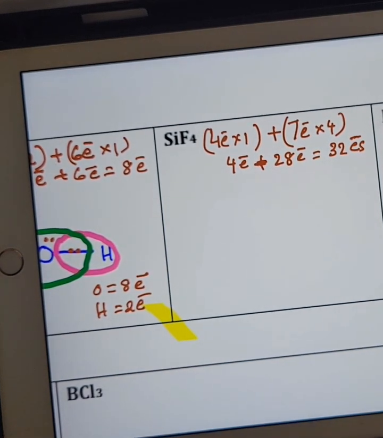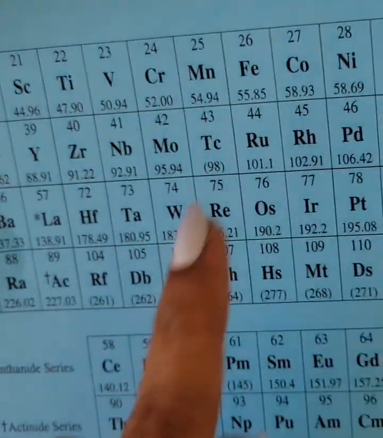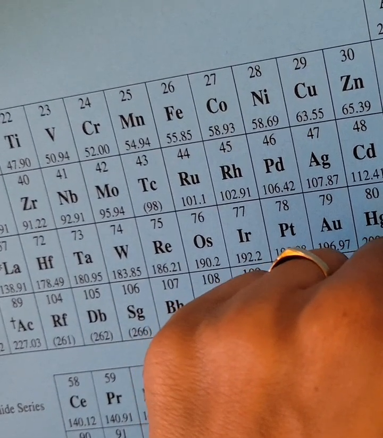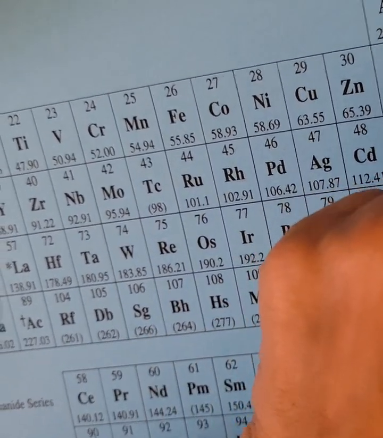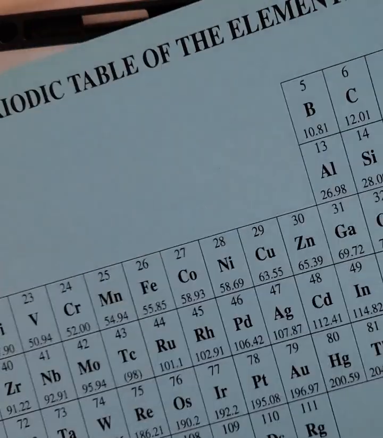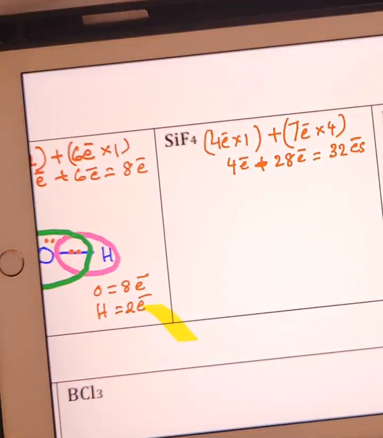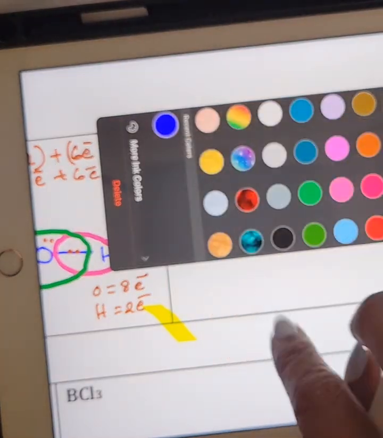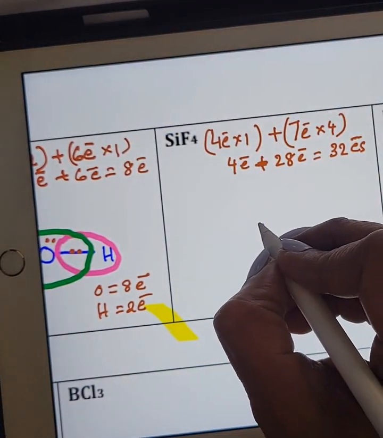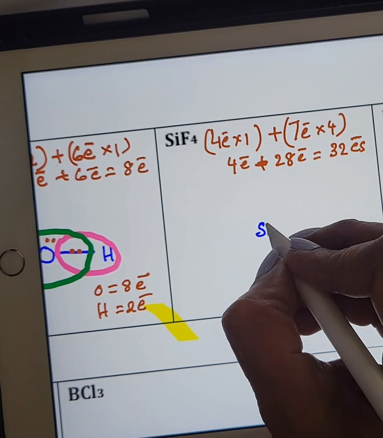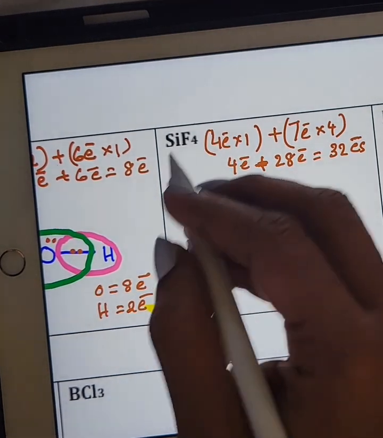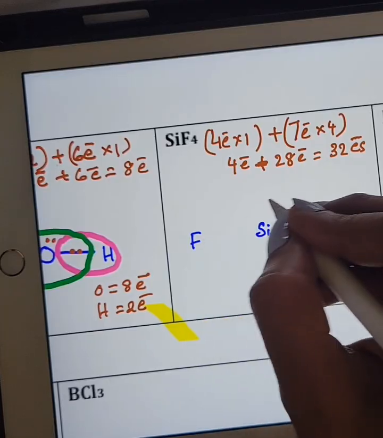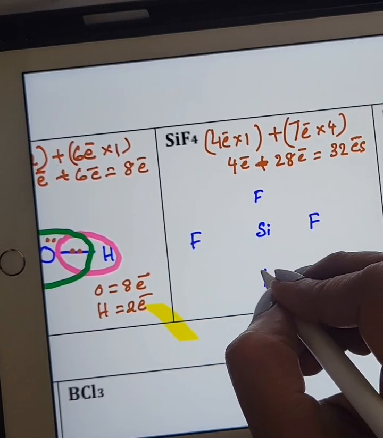Okay, now let's decide the central atom. We said the central atom will always be from the left side or the least number of electrons, which is silicon, while the fluorine is on the right side. Fluorine is here, silicon is here. So I'm going to draw the central atom now. We need more space, so adjust your space. Okay, silicon. And how many fluorine? 4 fluorine. Just place 1, 2, 3, 4.